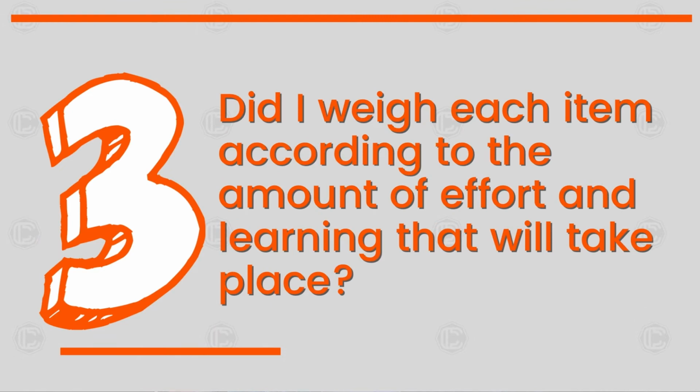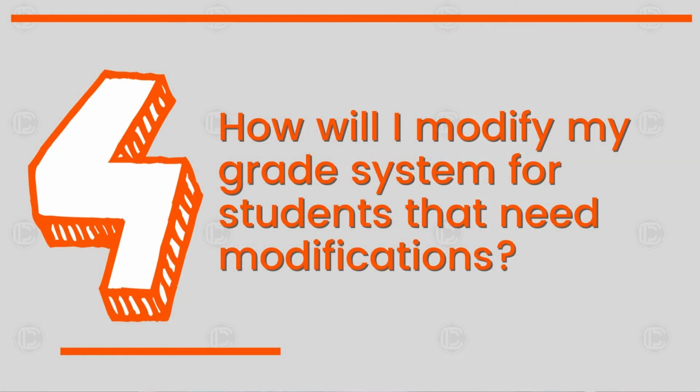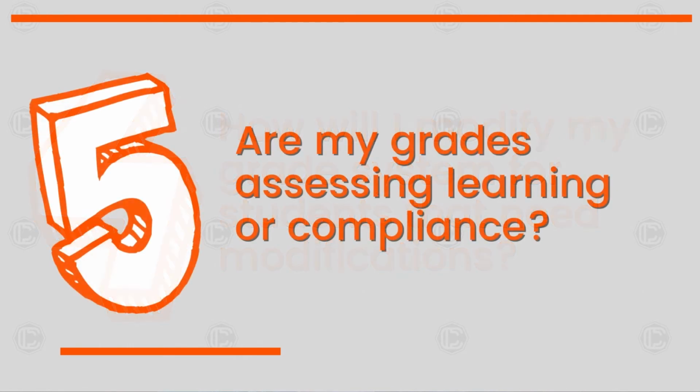Number 3, did you weigh each item according to the amount of effort and learning that will take place? For example, are journals going to be worth more than homework or vice versa? Number 4, how will you modify your grade system for your students that need modifications? And number 5, are your grades assessing learning or compliance?